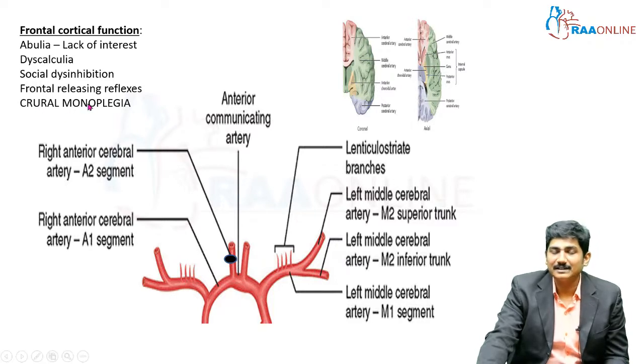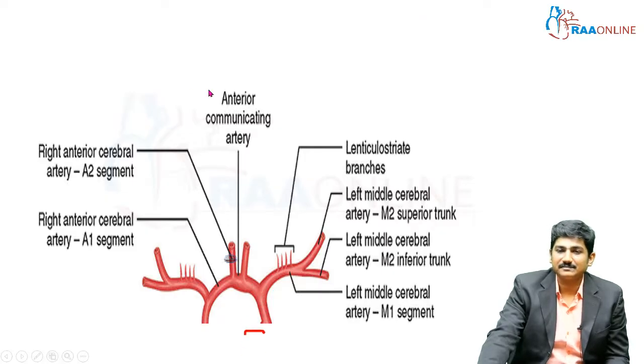Crural monoplegia. Apart from that, the frontal lobe is also involved. So there will be abulia, that is lack of interest, dyscalculia, social disinhibition, and frontal release reflexes will be present, right?